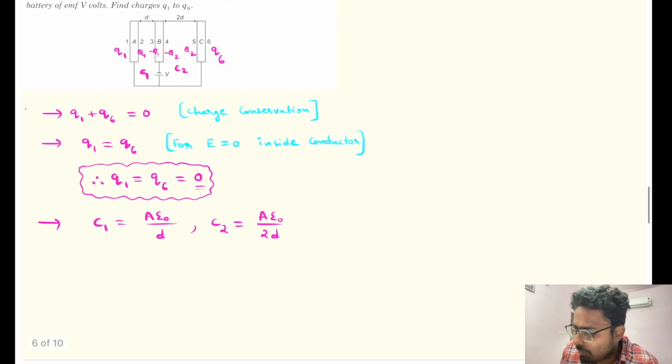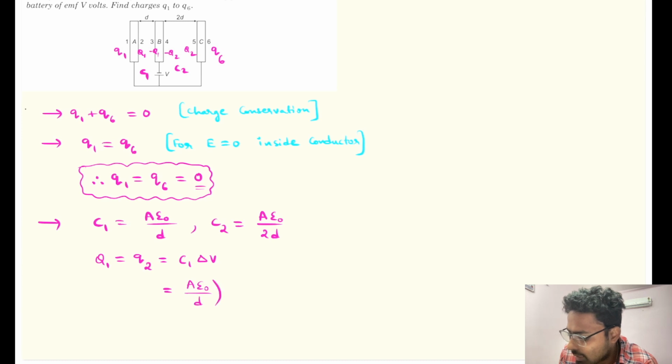Now I can write the value of Q1. Our Q1 is nothing but Q2. So Q1 is nothing but C1 into delta V. Sir, what is C1? C1 is nothing but A epsilon naught by D into delta V, the potential difference between these 2 points. It's already connected to a potential difference battery of V, right? So therefore this will be the value of Q2. Then Q3 is nothing but minus Q2. If this is Q2, this will be minus Q2. And let's say this is Q5, and Q4 is nothing but minus Q5. So like this I was able to find all the charges.